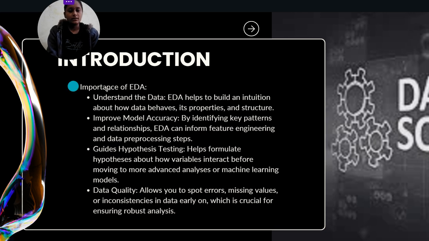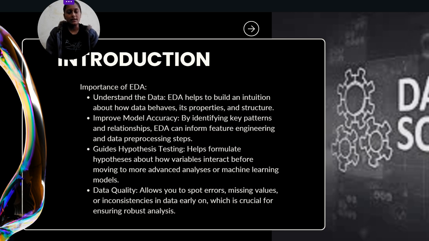Now, why do we use EDA? What is the importance of it? Now, let's discuss one by one. First is understand the data. EDA helps to build an intuition about how the data behaves, its properties and structure. Second, it improves model accuracy. By identifying key patterns and relationships, EDA can inform feature engineering and data preprocessing steps.